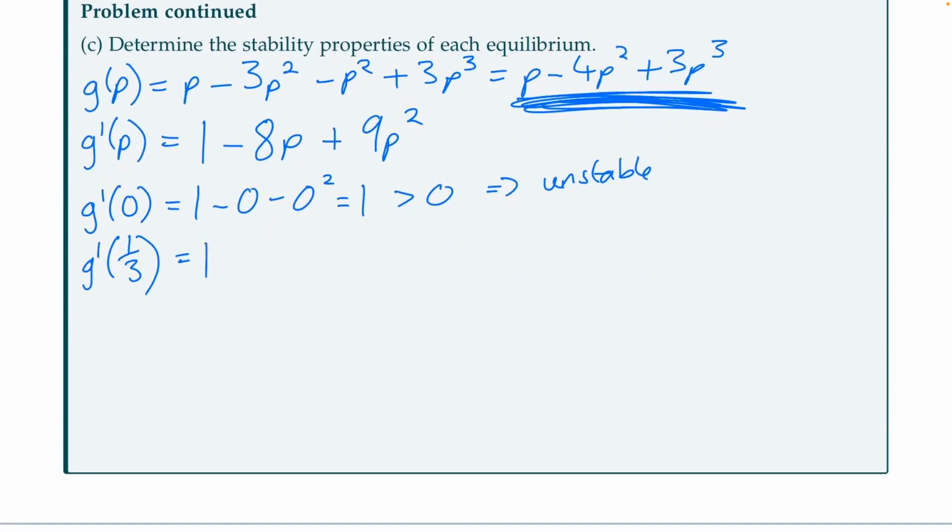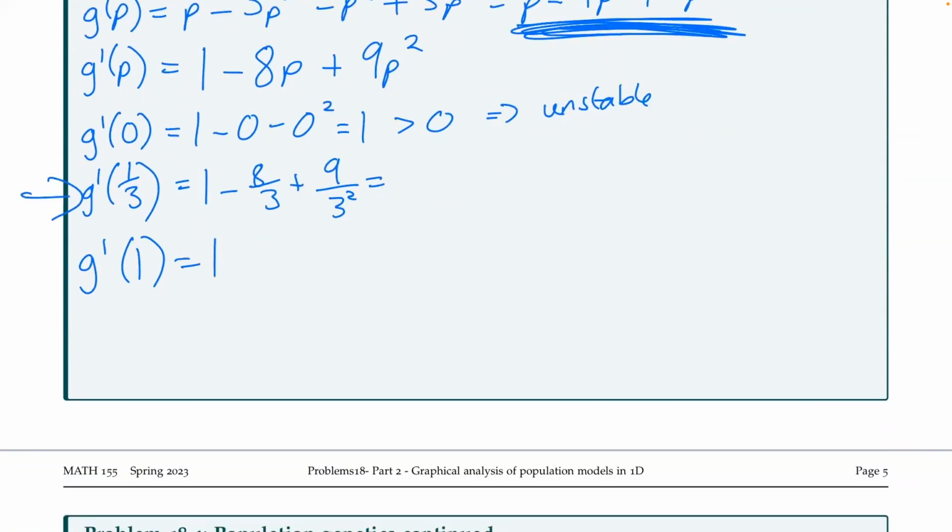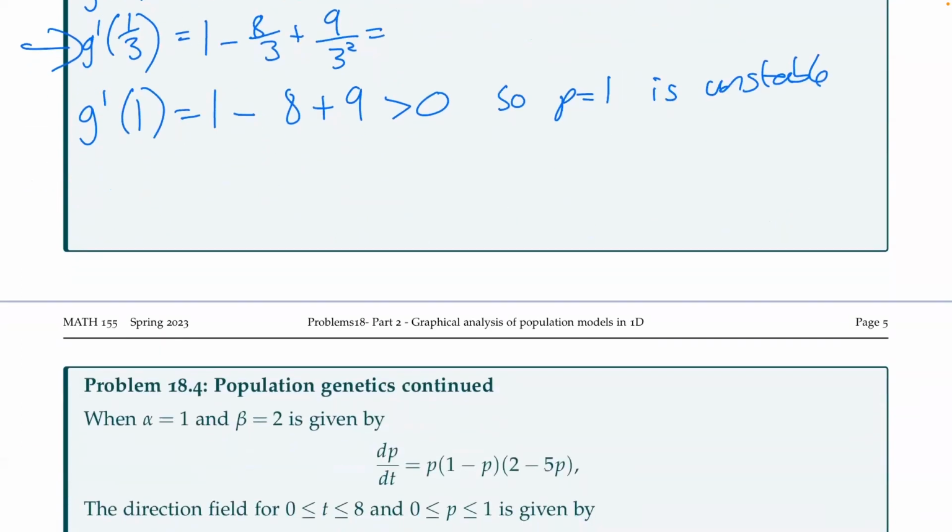When p is a third, we're going to have 1 minus 8 thirds plus 9 p squared. So p squared, sorry, p is a third, so p squared is 1 over 3 squared. So that's going to work out quite nicely. On the last line, g prime of 1 is equal to 1 minus 8 plus 9, which is going to be positive. So p is equal to 1 is unstable. Like I said, as soon as we've actually worked out one of them, we didn't need to work out all of them because we know that they're going to alternate stability.